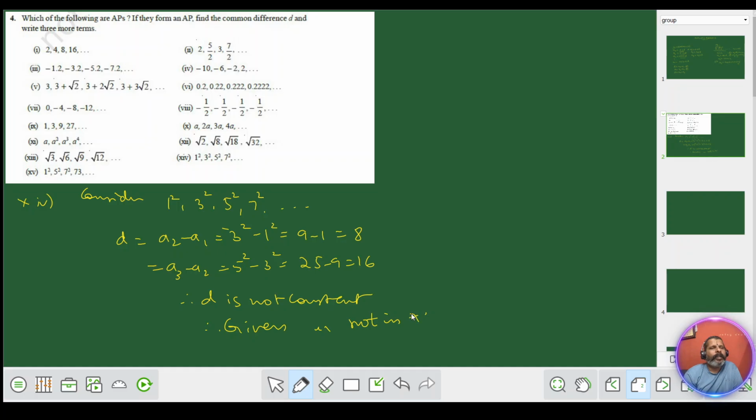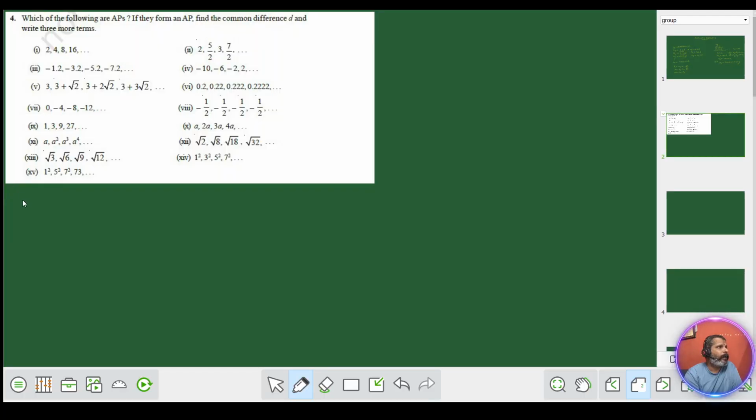Once you have roots, you can think of cube questions also. So just evaluate the values, substitute and find the D. Okay. Once D is a constant term, then we can say the given sequence is in AP. Okay, not in AP. Now consider the next question, that is the 15th.